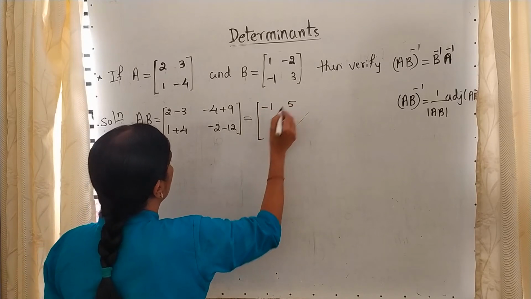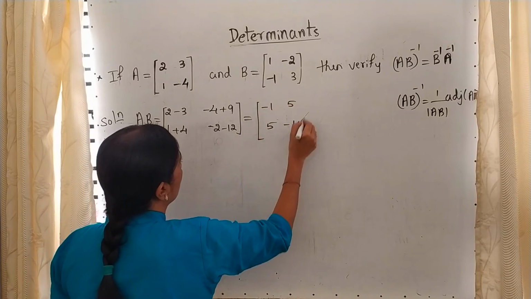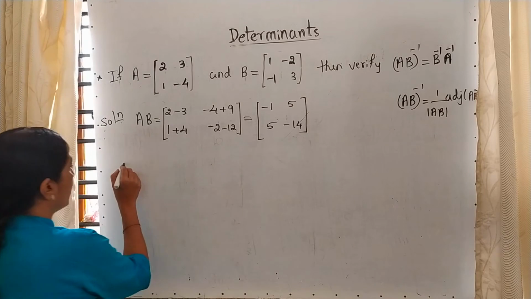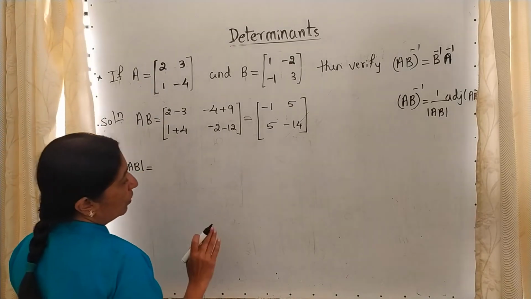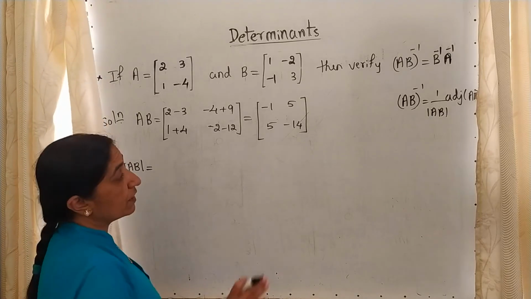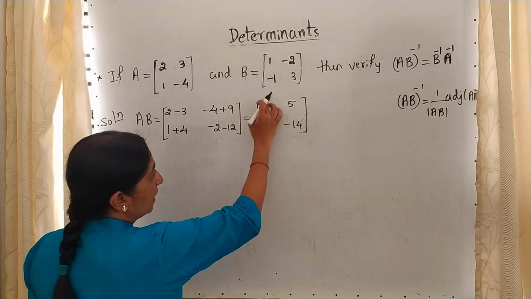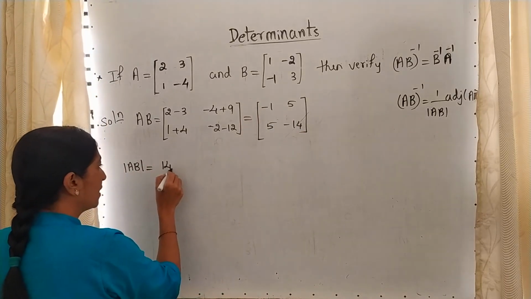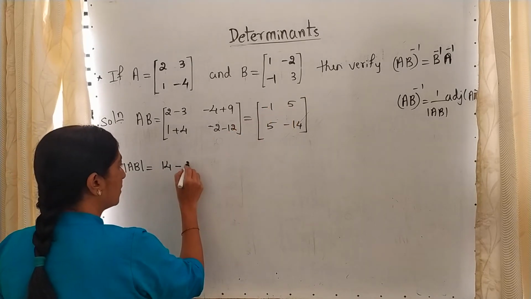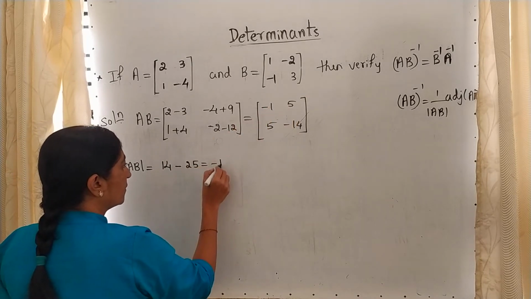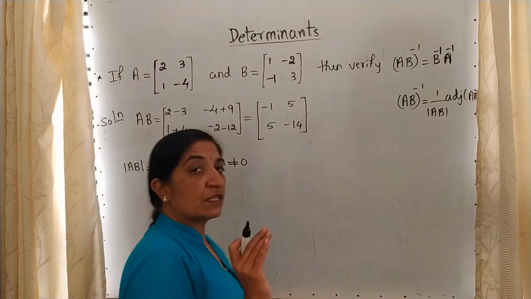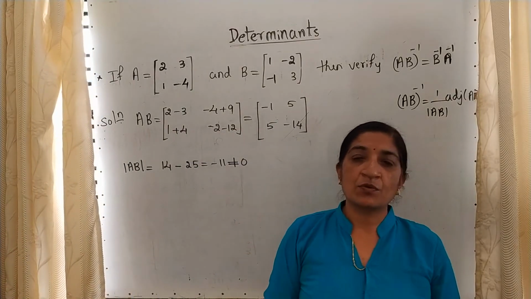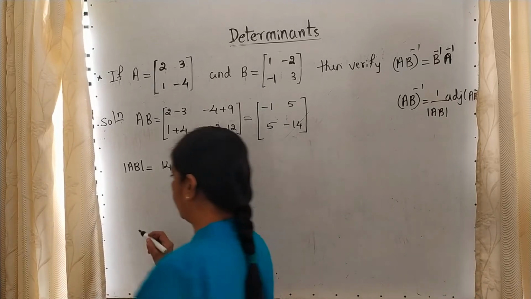Minus 1, 5, 5, minus 14. This is AB. Now I am finding the determinant of AB. For order 2 by 2, the determinant of AB is very simple. Just first I am multiplying the principal diagonal elements, then minus, then the non-diagonal elements. This is minus 11, not equal to 0. See, if the determinant is not equal to 0, then only you can find the inverse.